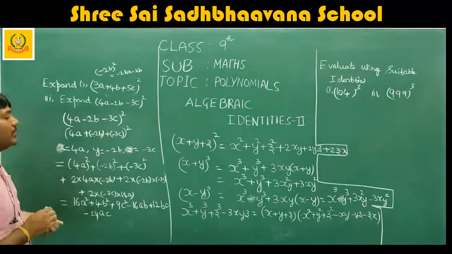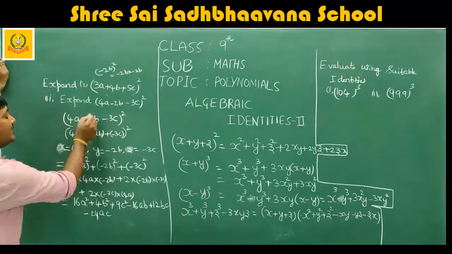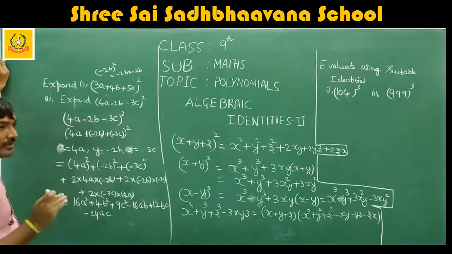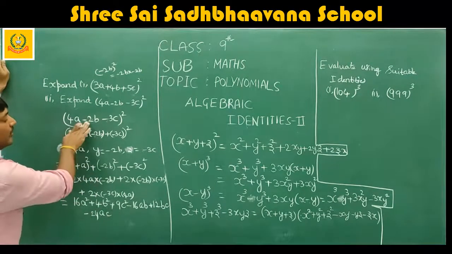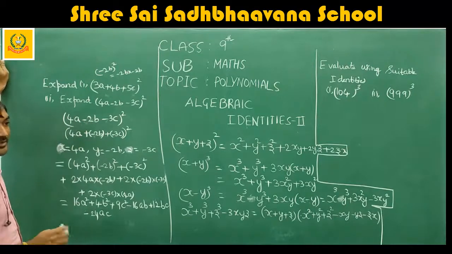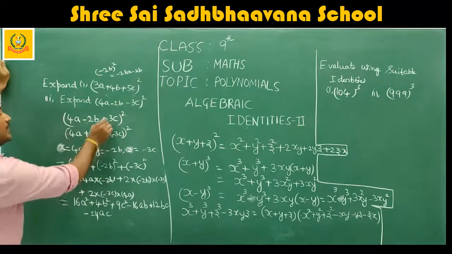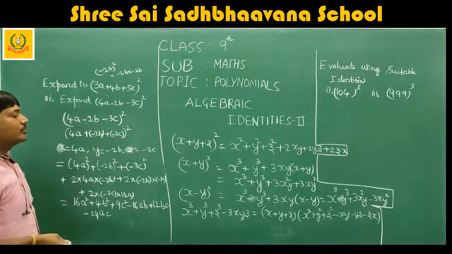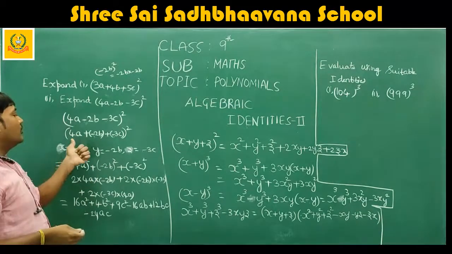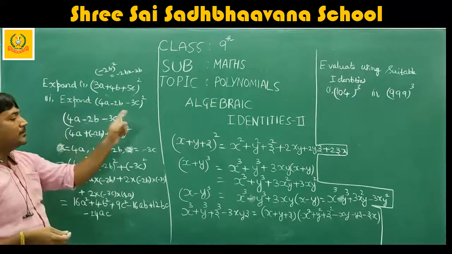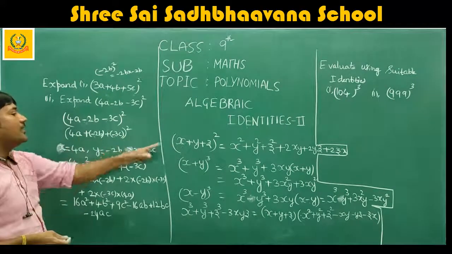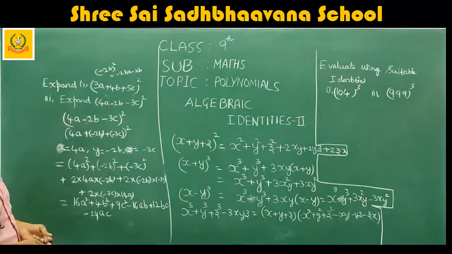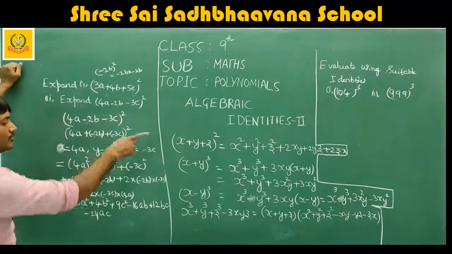How is it possible? I can write minus 2b as plus into minus 2b. It is not wrong. As I said, plus into minus you will get minus, and again you are getting back to the original sum. So that is the reason you can write it. Similarly, this is also written as plus into minus 3c whole square. When you compare with this, x will be 4a and y will be minus 2b and z will be minus 3c. Just apply in the formula. What is the formula?